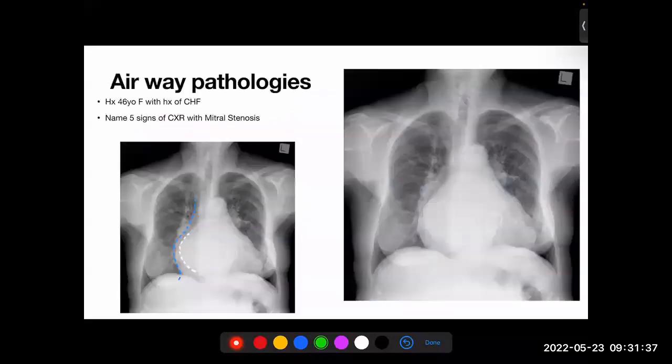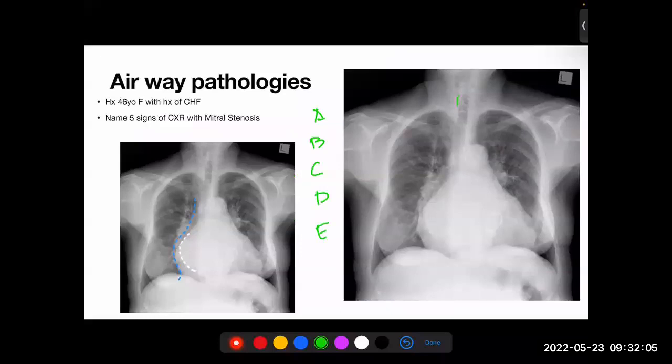That is good. So let's look at this a bit more complex. These are 46-year-old patients with history of congestive heart failure. What is your diagnosis? We are still following that format: A, B, C, D, E. So let's start with A.